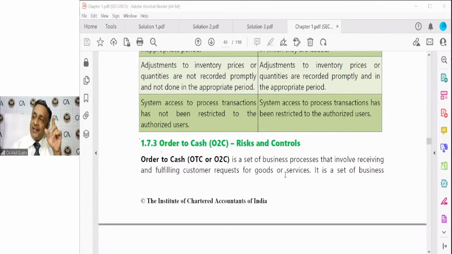Yes, cutoff is an assertion. Very good. Thank you, Manisha. So that is an assertion.